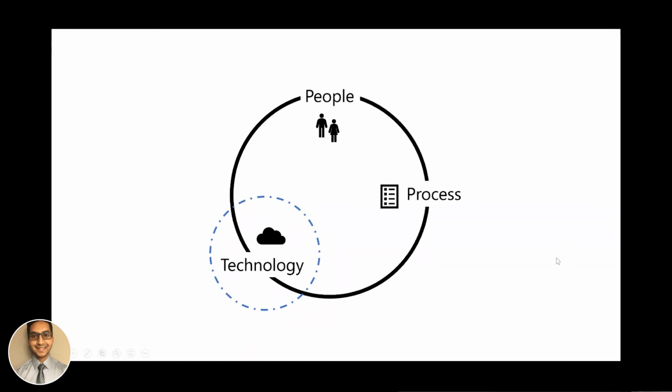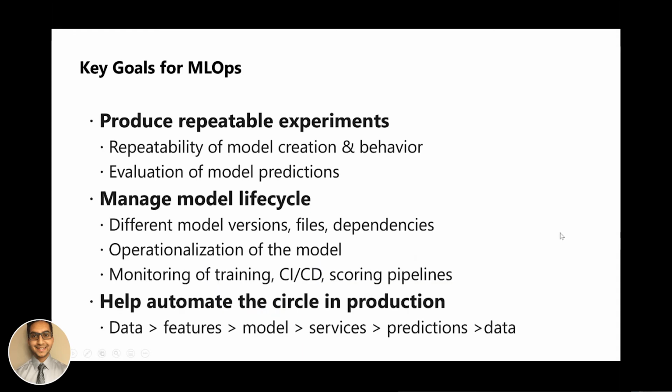specific technology pieces. But in this case, the main goals for MLOps are producing repeatable experiments. You want to have model creation and behavior on some sort of trigger, like published as a pipeline that can be triggered. You also have your evaluation of the model predictions. We're also managing the model lifecycle, implementing iterative model training, continuous integration, and operationalizing that model.